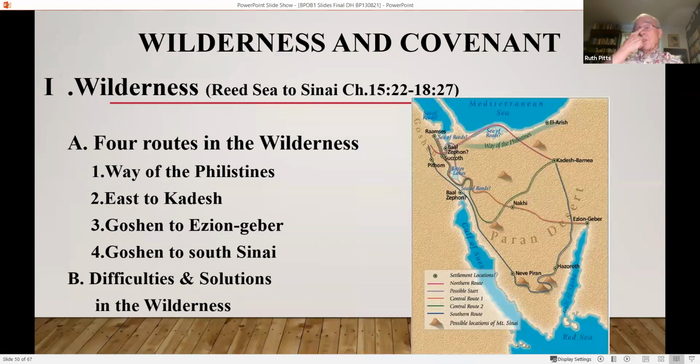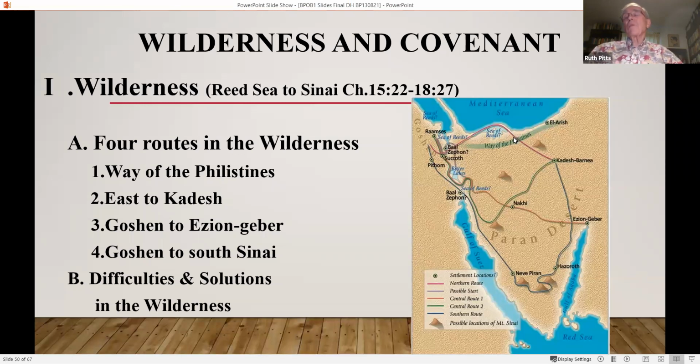In the wilderness. So this is the Sinai Peninsula or desert, and it's also called the wilderness, and the wilderness wanderings, the next 40 years of these people in the Sinai. Now, there were 4 established routes in this wilderness. The way of the Philistines takes you from Goshen in the upper left-hand corner right up the coast into Canaan.